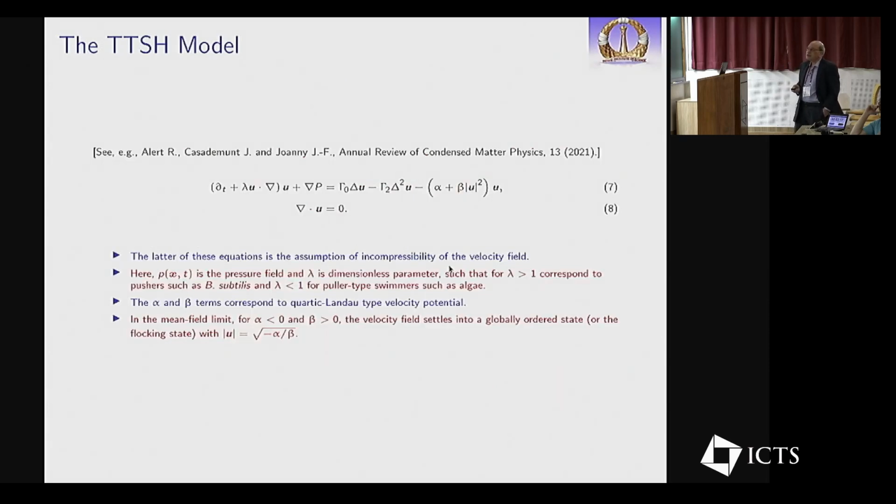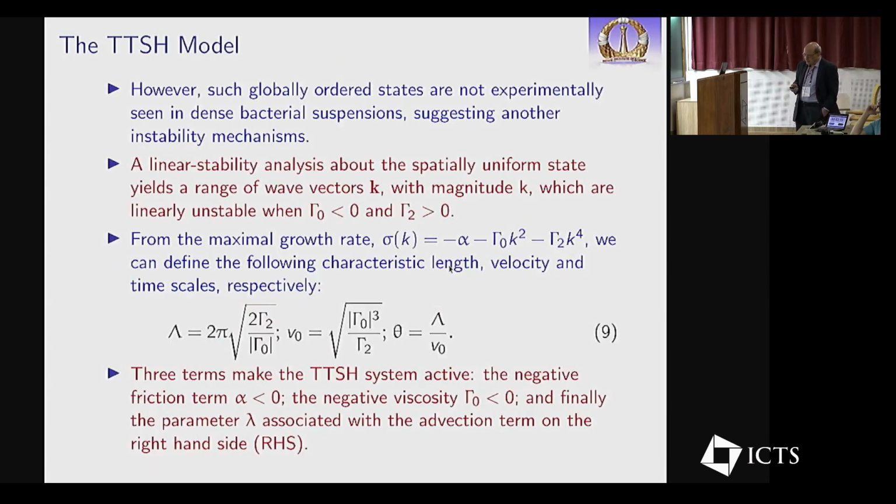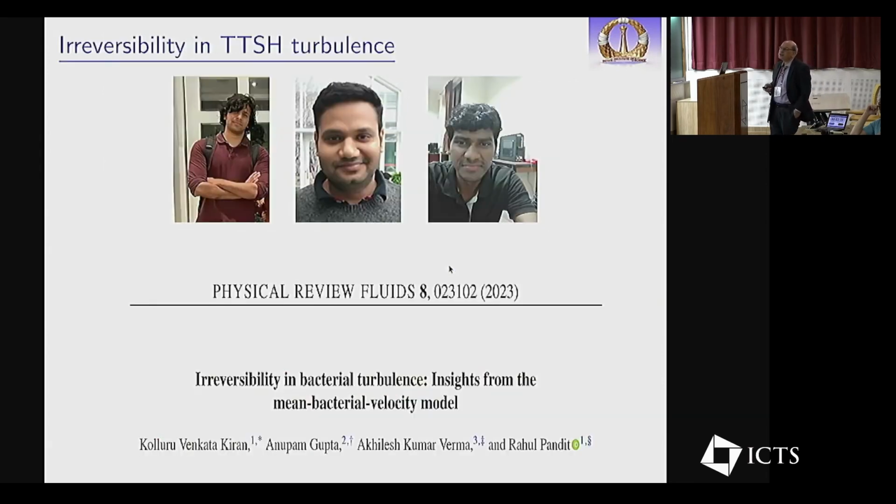You can do standard linear stability analysis and pick out different scales, length scales, time scales, etc. All right? And the terms which make this TTSH system active are this friction term, but it is anti-friction. There's a negative viscosity and also this parameter lambda, which is in front of the other terms. So I'll just give you two quick examples of such turbulence.